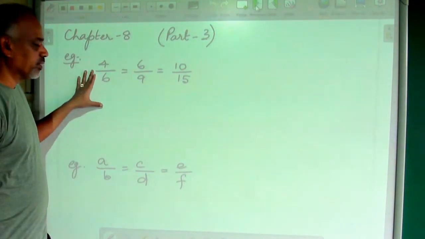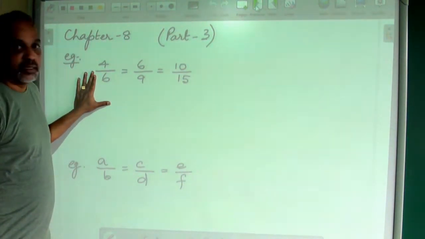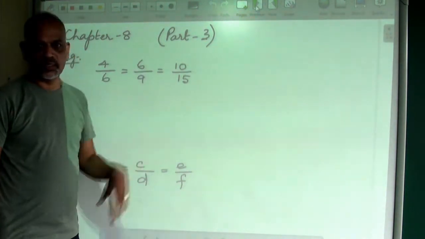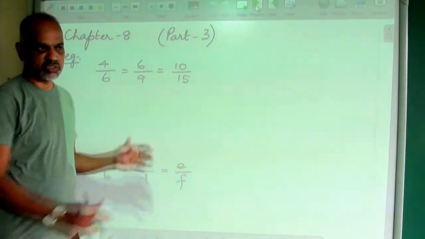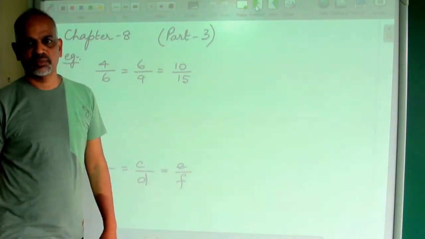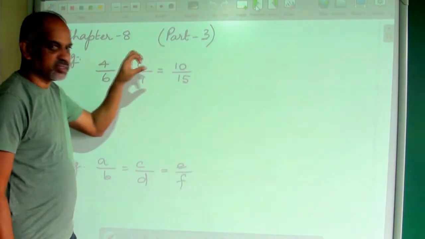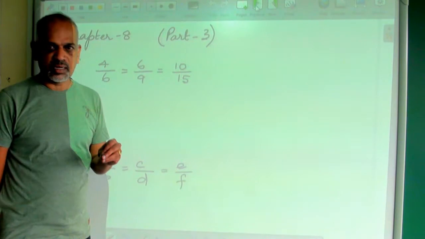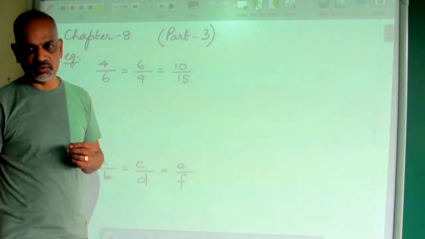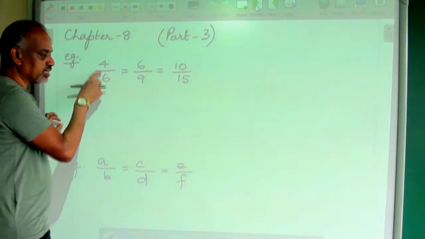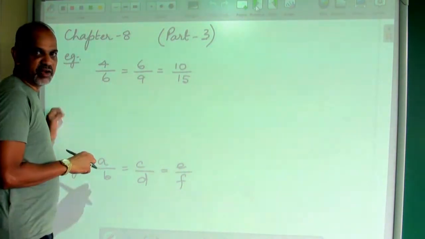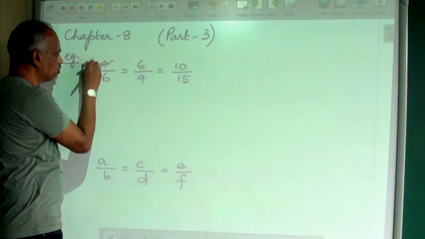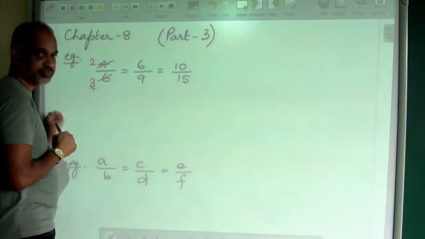Now, say I want to find each ratio's value here. How much will each ratio simplify to? Because these are numbers, you can divide each of these ratios by a common factor and find each ratio's value. Let's say for example, 4 by 6, both 4 and 6 can be divided by 2. So let's divide both of them by 2. This becomes 2 and this becomes 3.